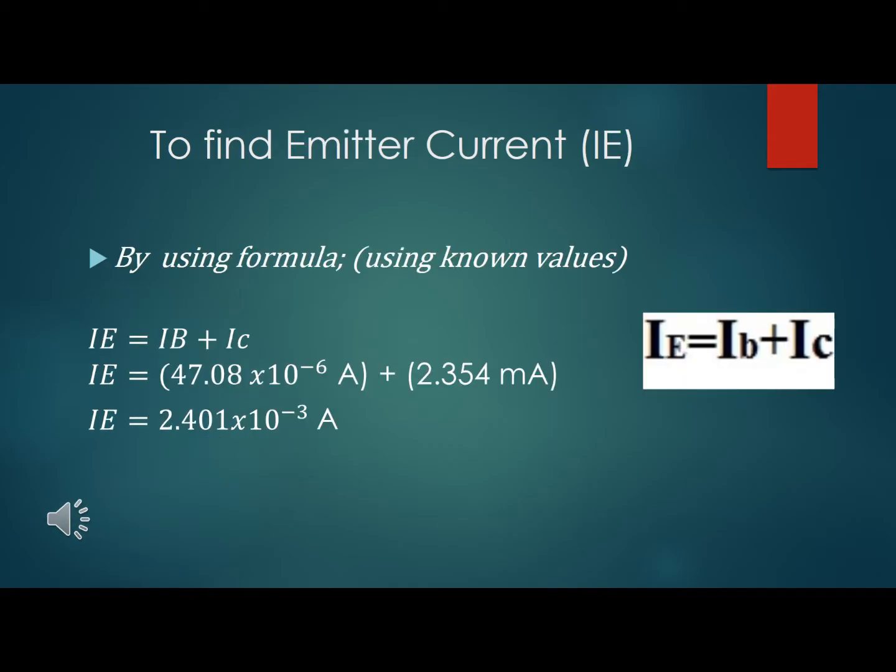Next is to find emitter current IE. Since we already have the value of IB and IC, we can use the formula IE is equal to IB plus IC. Substitute the value of IB and IC, which is 47.08 microampere plus 2.354 milliampere. The result for IE is 2.401 times 10 negative 3 ampere, or known as 2.401 milliampere.